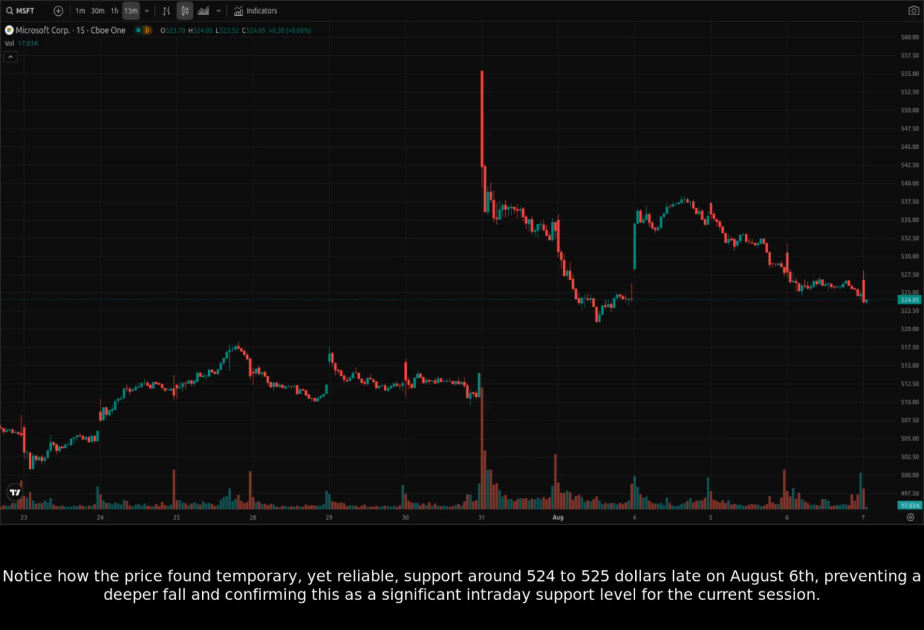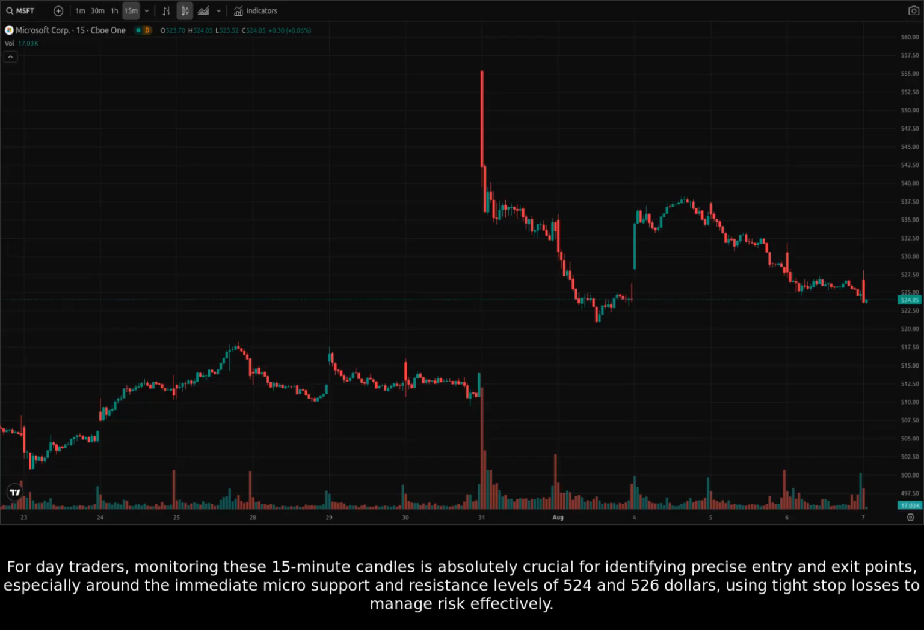For day traders, monitoring these 15-minute candles is absolutely crucial for identifying precise entry and exit points, especially around the immediate micro-support and resistance levels of $524 and $526, using tight stop losses to manage risk effectively.